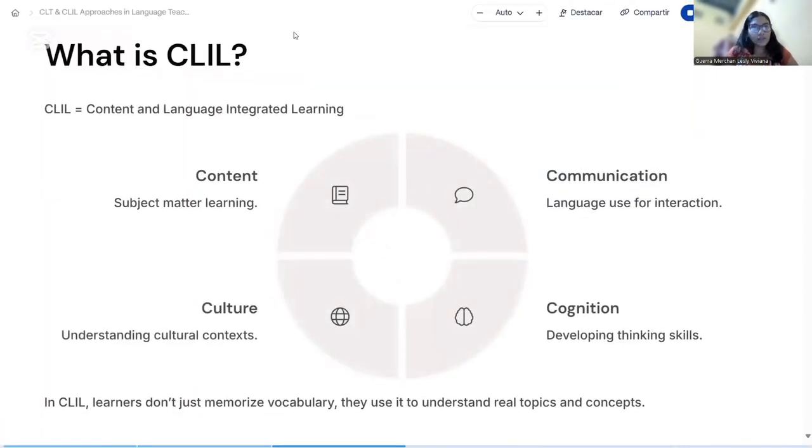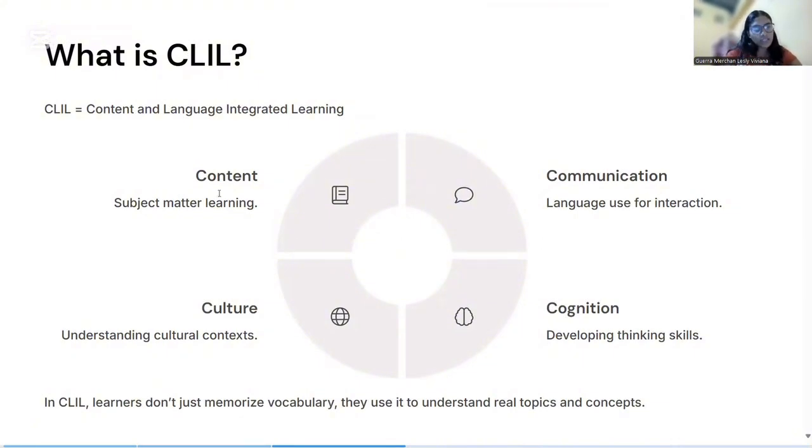And now we are going to explain what CLIL is. CLIL stands for Content and Language Integrated Learning. It means this approach teaches both the subject content and the foreign language at the same time. So it's based on the 4 C's: content, communication, culture, and cognition.